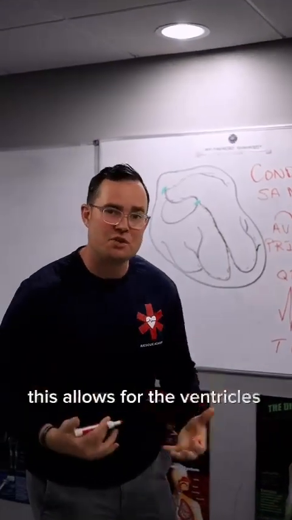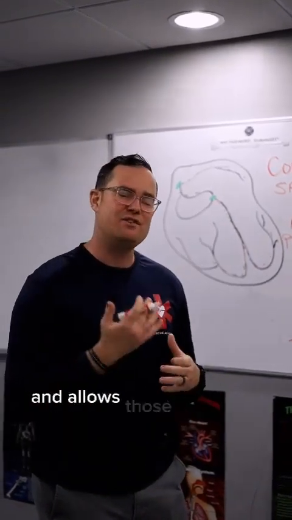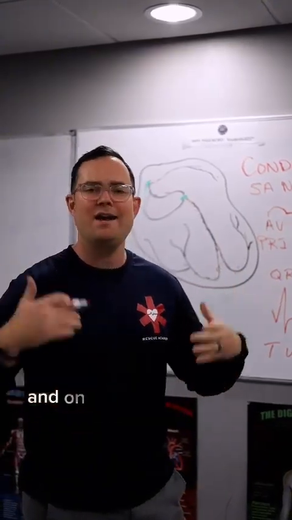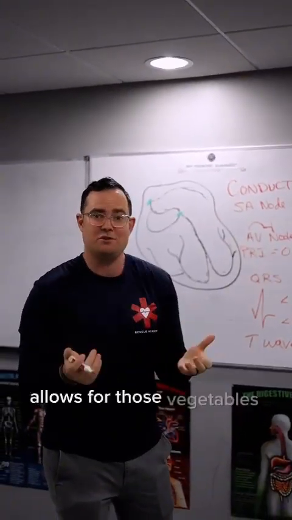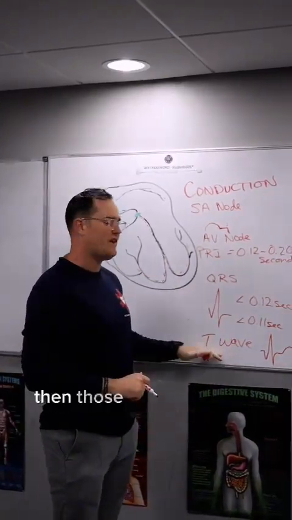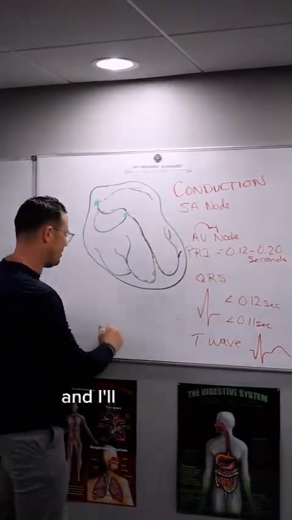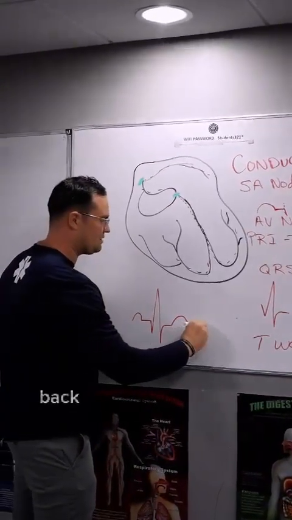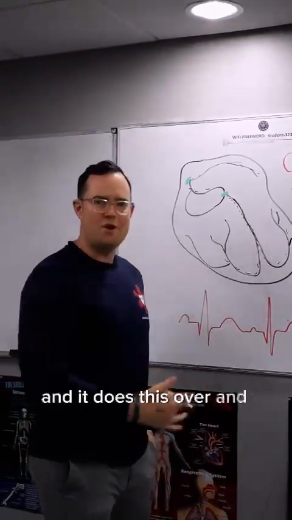This allows for the ventricles to refill. It allows the ventricles to repolarize and allows those ventricles to be able to fire again. And then it's just a cycle that goes on and on for the rest of your life. P wave, have a PRI, which allows for those ventricles to fill with blood. Our ventricles actually contract, causing what's known as a QRS complex. Then those ventricles have to repolarize. That's when we see the T wave, and then it starts all over again. I'll draw a quick example of one. Back to my P wave, QRS, T wave. And it does this over and over and over again.